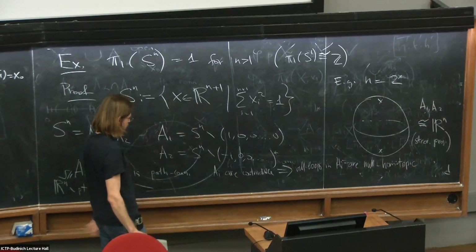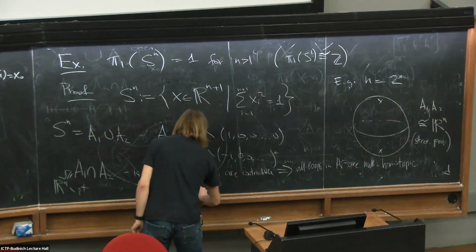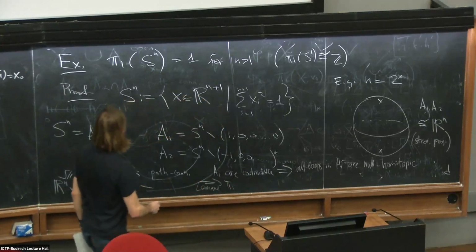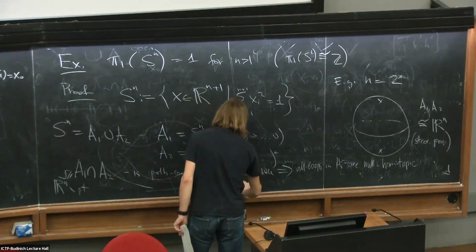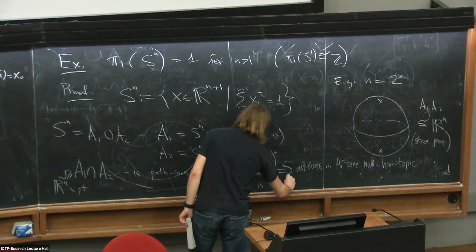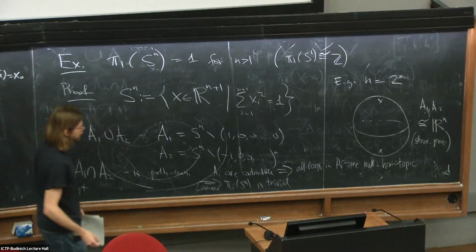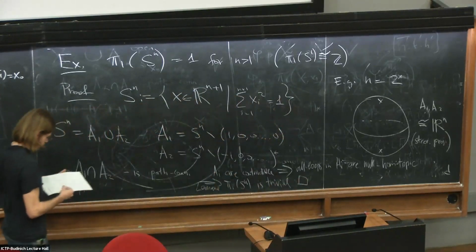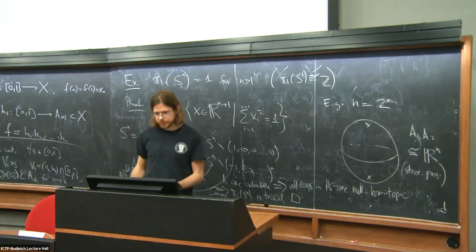And since any loop in Sn can be decomposed into a product of loops in A1 and A2, this implies from the lemma that any loop in Sn is also null homotopic. And in particular, this means that pi1 of Sn is trivial. Any questions?